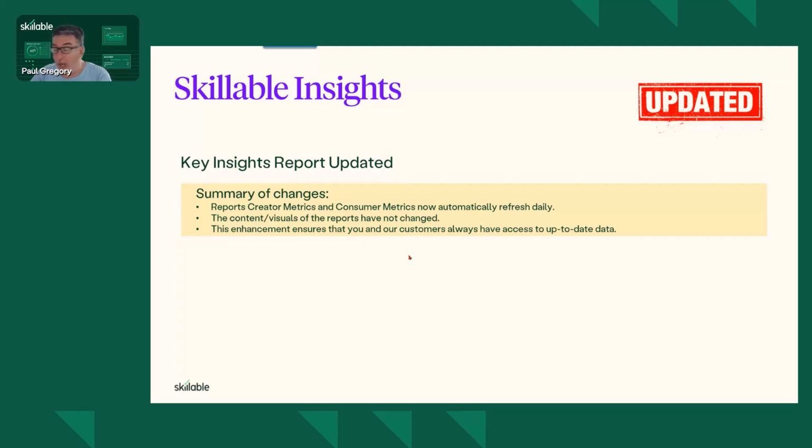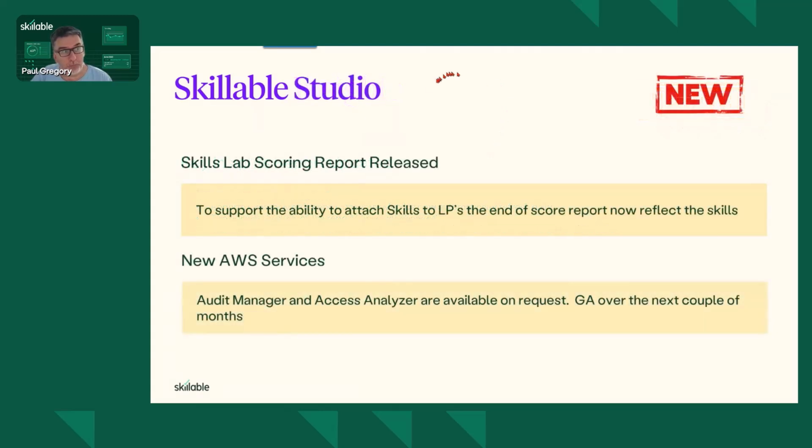Insights is about what happened last week, what happened over the last month, what's happened over the last quarter, those sorts of concepts. So just a small update there to make the data more robust in terms of the frequency it's refreshed and so on. Skillable Studio. Okay, so first and foremost, we're in the process of releasing a new score report.